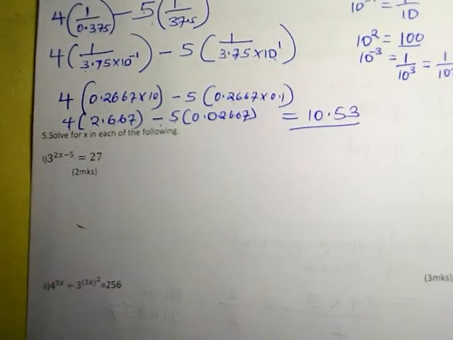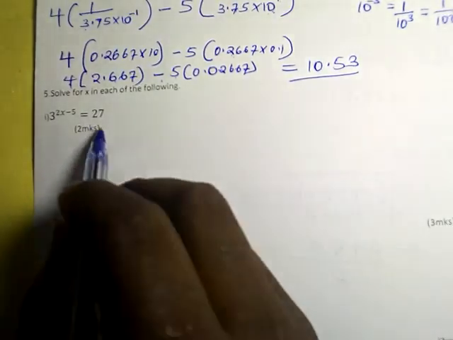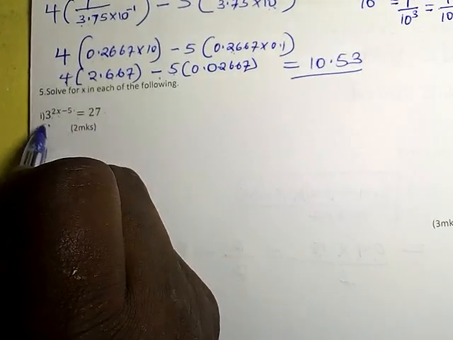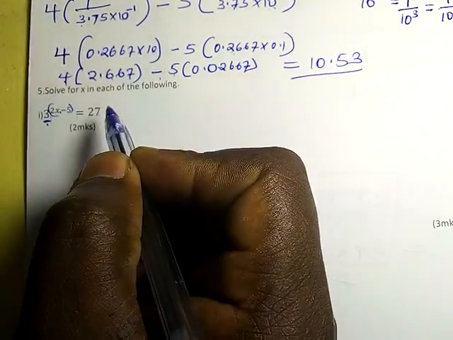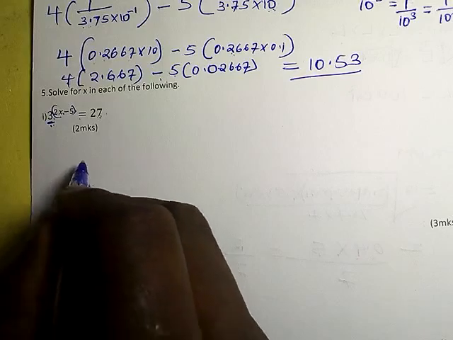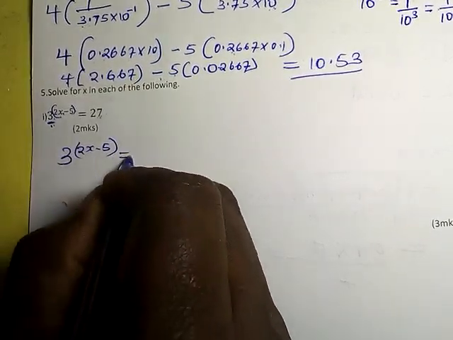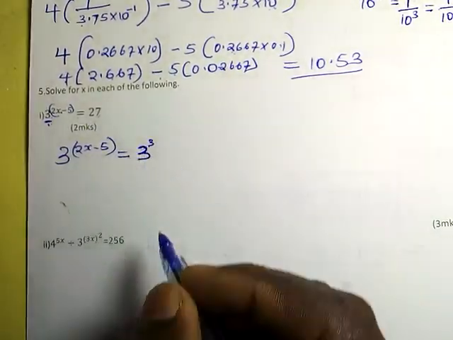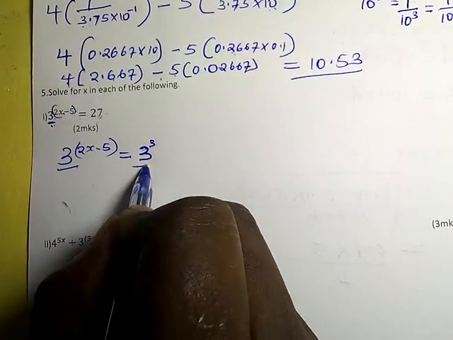Solve for x in each of the following. Now we have 3 raised to power 2x minus 5 equal to 27. So our base is 3, this here is the power, and this one is 27. We can write 27 to base 3. That is the first thing you must know. So 2x minus 5 equal to 3. How many times do we raise 3 to get 27? It is 3 times. So here you realize that the bases now are the same.